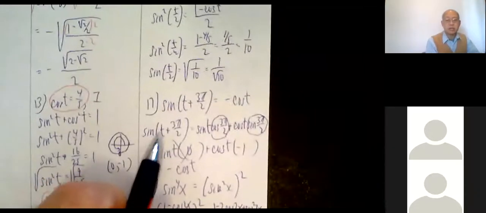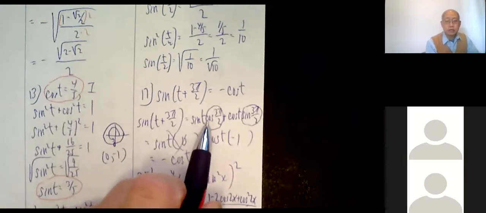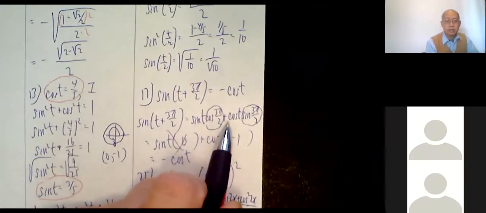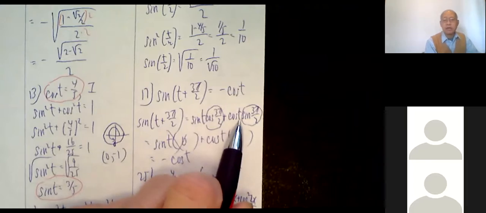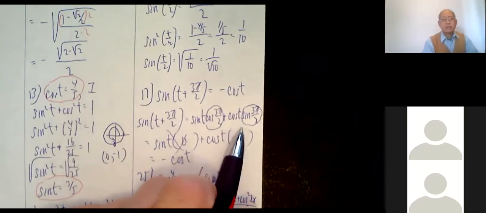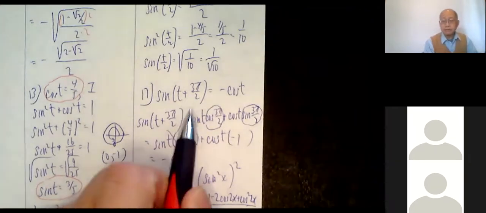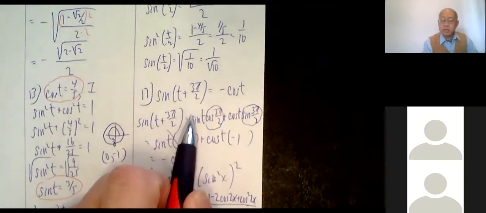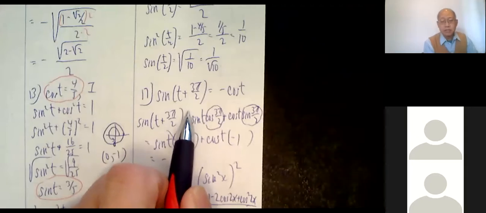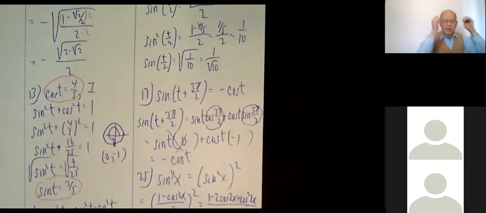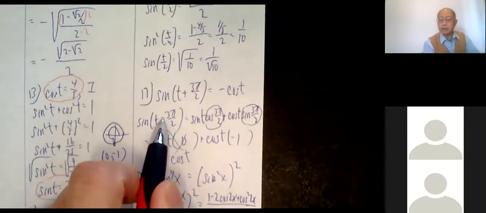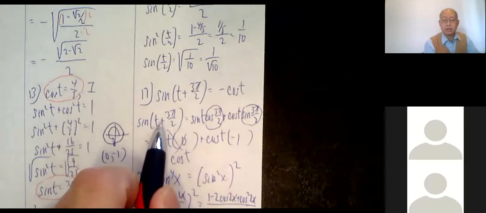So sine of (t plus 3 pi over 2) is sine t cosine 3 pi over 2 plus cosine t sine 3 pi over 2. And mind you, as I'm lecturing, I might be going kind of fast, but this should not be the first time you've seen it. If you had never taken trig, then I would go much slower. But since this should be review, I'm supposed to go faster. This should not be the first time you've seen this stuff.